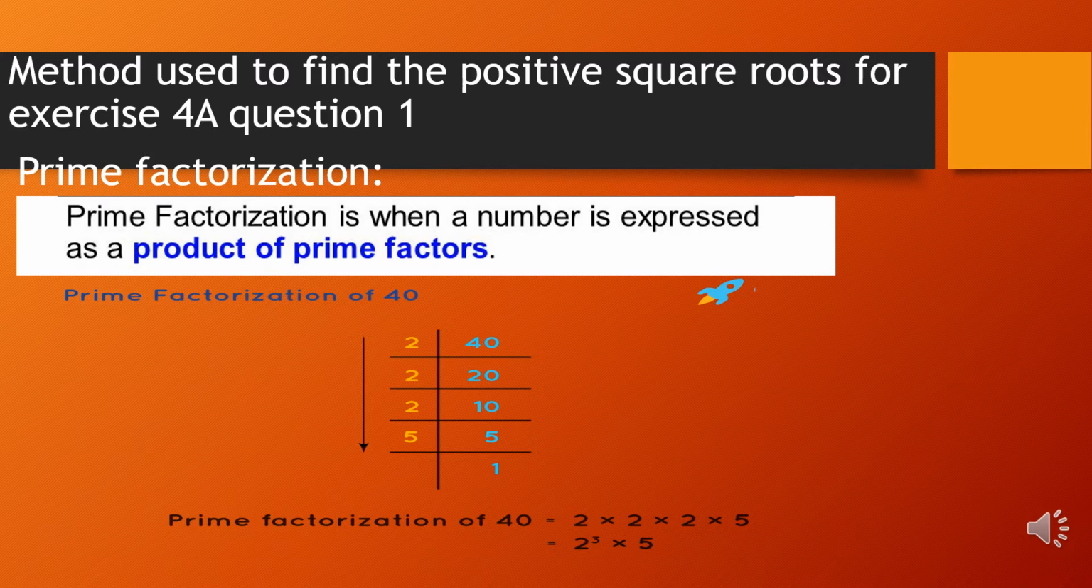And then I can multiply all of the factors with each other to give me the final answer of this question. So 2 raised to power 3 multiplied by 5 will give me 40. So this is how you are going to make the prime factors of every number for which you have to take out the square root.